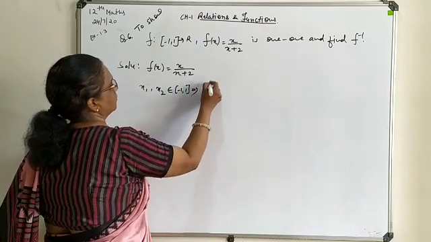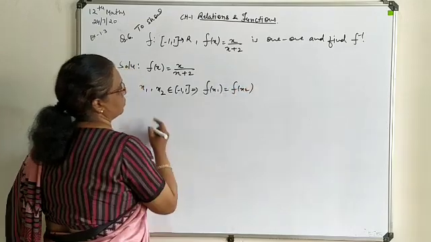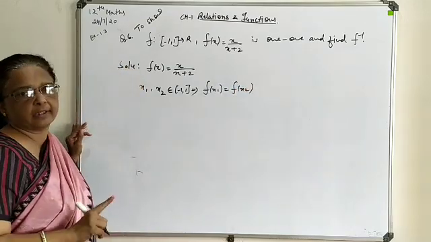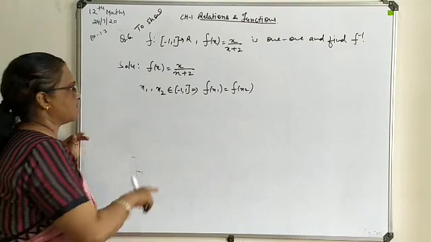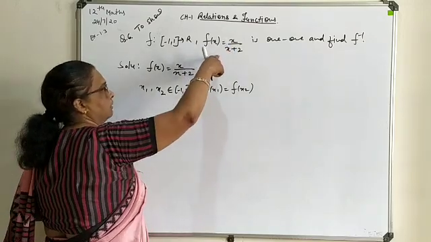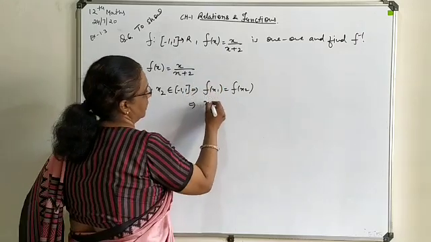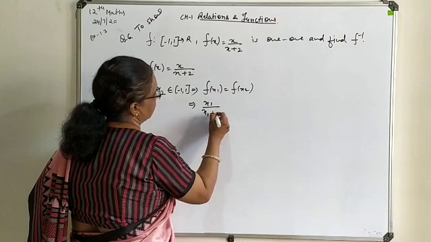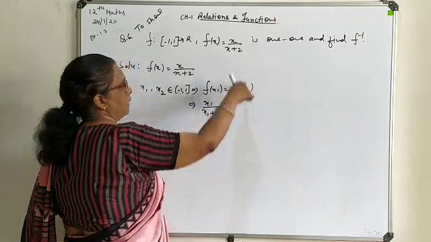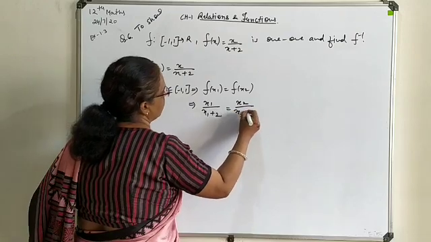such that f(x1) is equal to f(x2). Now we will prove that your x1 and x2 are the same. Now here f(x1) means the whole function you will write in terms of x1. So it is x1 upon x1 plus 2. This whole you will write in terms of x2, meaning x2 upon x2 plus 2.